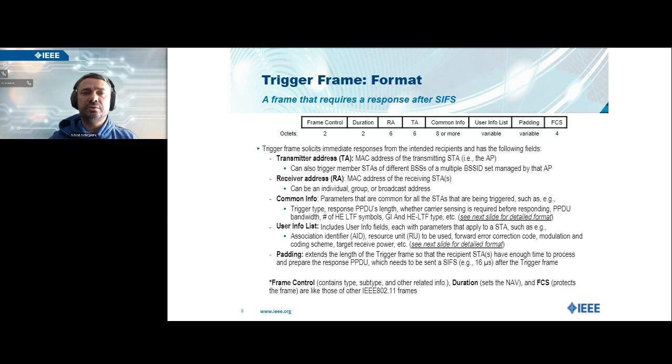Other fields such as frame control and duration are kind of straightforward and are extensively used in 802.11. Frame control essentially identifies the type of the frame and the subtype and other related information, for example, whether the frame is protected, whether there is any fragmentation, whether there is more data, and so on. The duration is used to set the NAV for receiving stations so that they do not access the medium while there is an ongoing frame exchange. And the FCS, of course, protects the frame so that upon reception, you verify that the contents are valid.